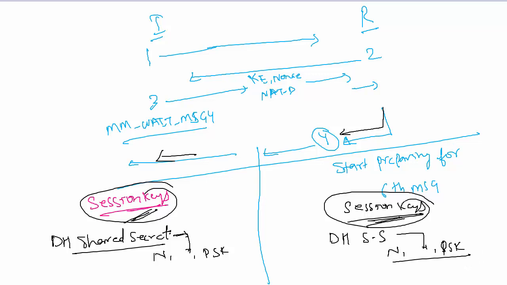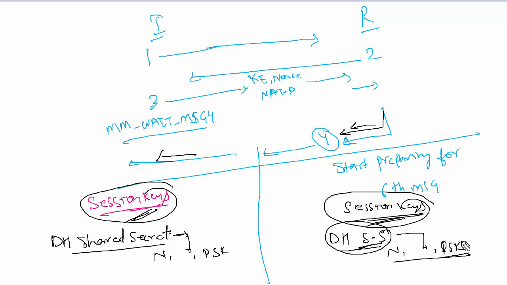So after sending messages 1, 2, 3 and 4, they will start preparing for the fifth and sixth message. Both sides will do it. The moment the responder has sent the fourth message, the responder will start preparing session keys. To prepare session keys, we need the Diffie-Hellman shared secret. So they will first calculate the Diffie-Hellman shared secret and then, using the Diffie-Hellman shared secret, nonce and the pre-shared key, they will calculate session key IDs.